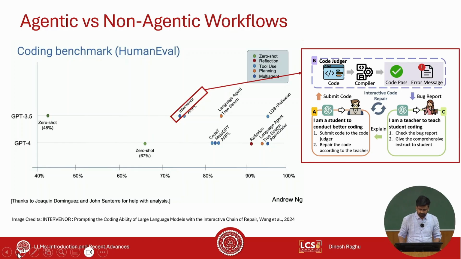So Intervenor is one such example where there are two specific prompts. One is called the student prompt, which is in the box A, and there is another prompt called the teacher prompt. The student prompt is just given the problem description at hand and asked to generate the code for it. Or if the teacher has given some feedback, then in addition to the problem, it takes the teacher's feedback as well and generates the code.